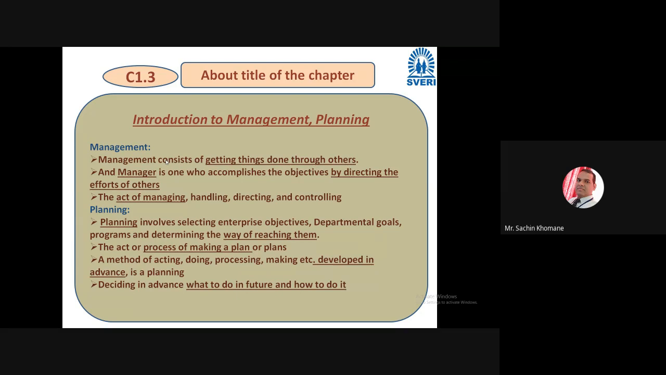What is management? What is planning? In depth we have to discuss again in coming bits. But remember, what is management here? Getting the things done through others. That definition you can remember for management. And for planning, deciding in advance what to do in future and how to do it. I hope you understood these two words' meaning as the title of the chapter.